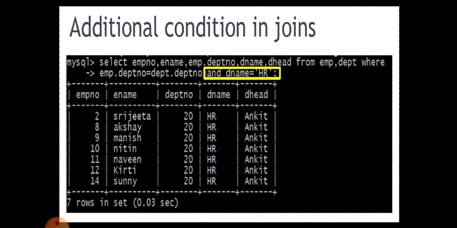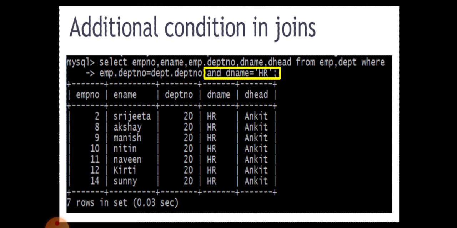So how will the query execute? It will select the details from both employee and department according to the equality between department numbers, and it will also check whether the department name is HR or not. It will fetch only the details of employees who are working in the HR department.